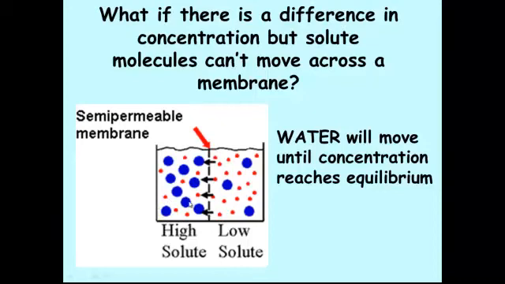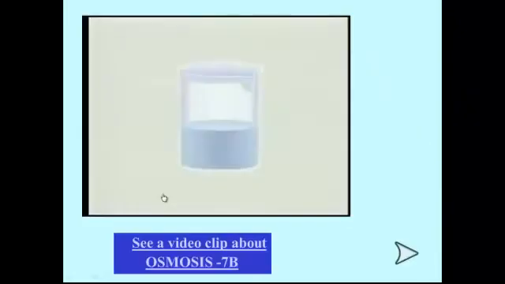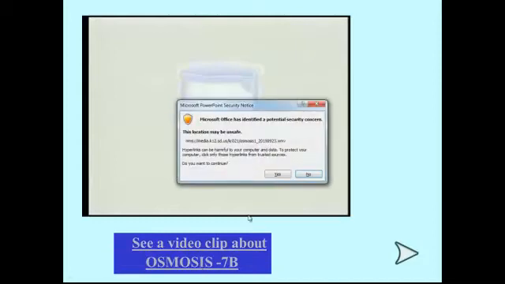Water molecules will move from the right-hand side over to the left to try and dilute down those little blue polka dots. So we're going to watch a little video about how this might work in a cell. Here's another beaker of water. A membrane is added to this one.